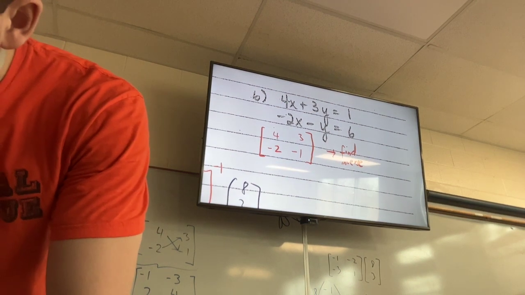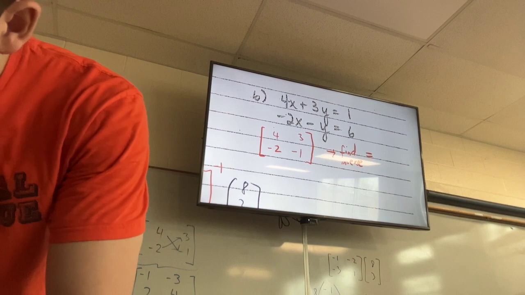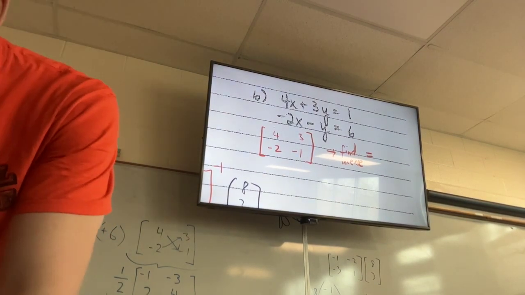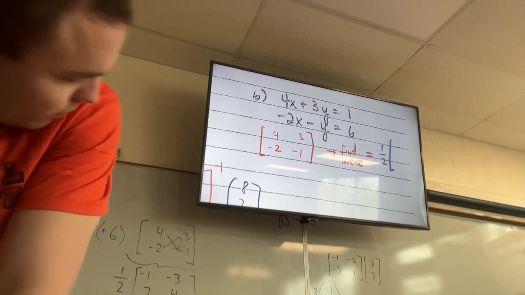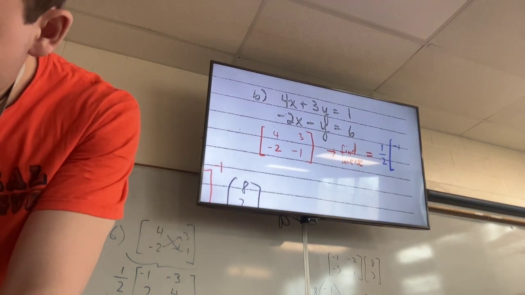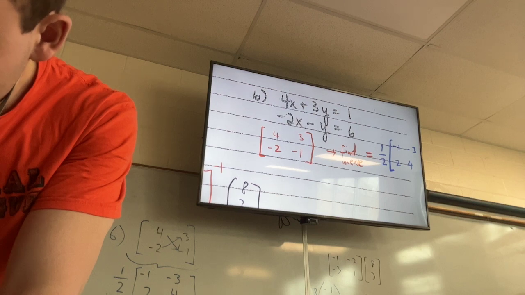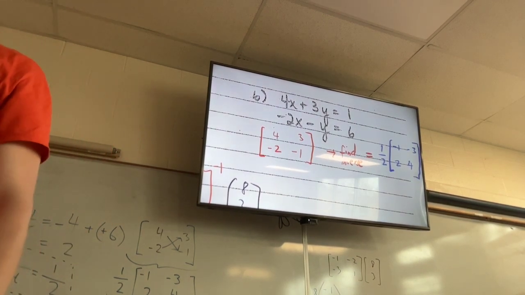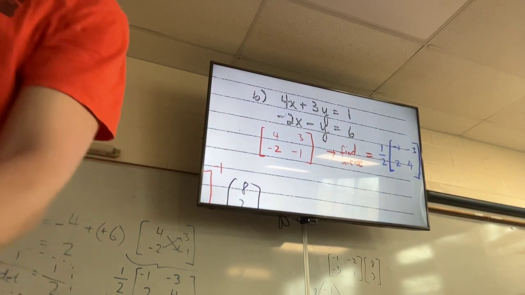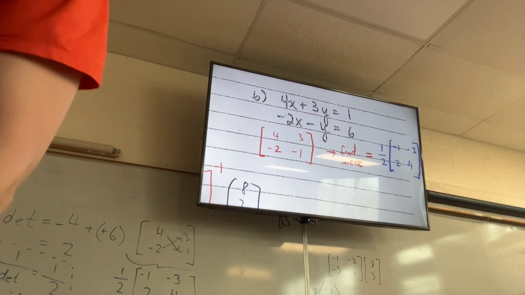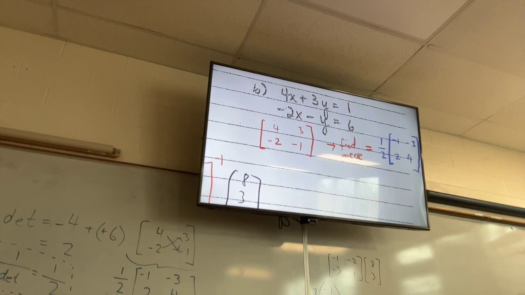It's equal to 1/2 times -1, -3, 2, 4. Right? My answer then, my last step, is what? I multiply this inverse I just found by what? 1 and 6. Yep, so 1/2 times -1, 2, -3, 4, times 1, 6.